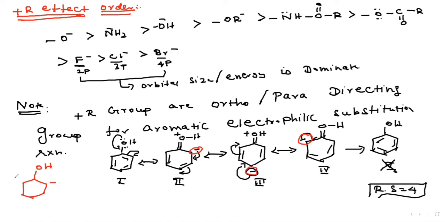Therefore, this is negative, this is negative, this is negative. Then I put an electrophile. One attack what? An attack to either this position or this position or this position. This is ortho, this is para. Therefore, this OH group is what? The ortho-para directing group, as well as the plus R group, right? It should be a plus R group.